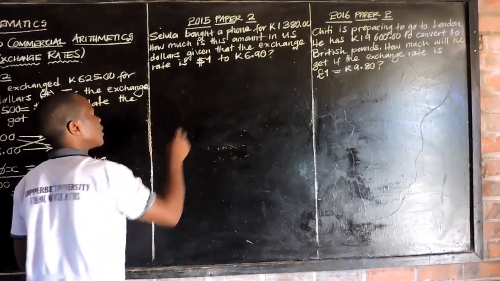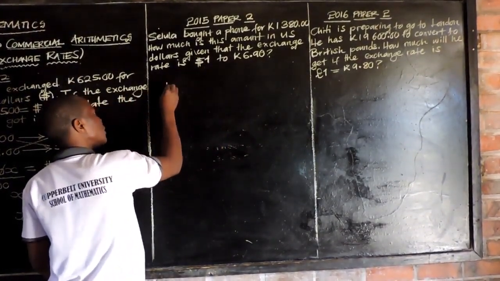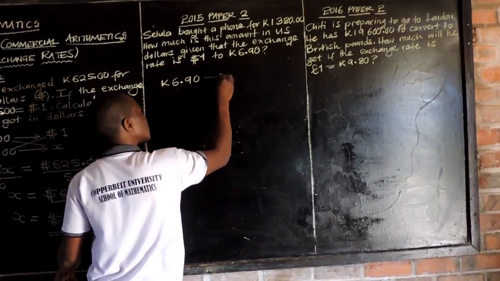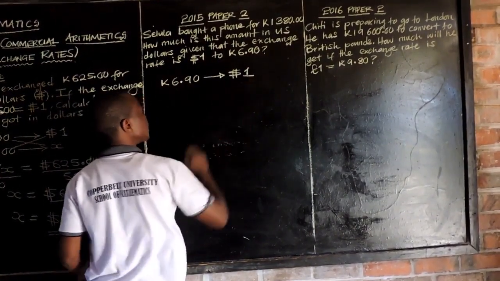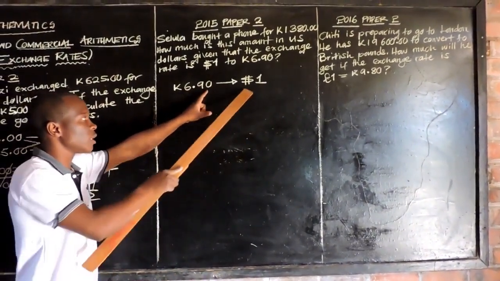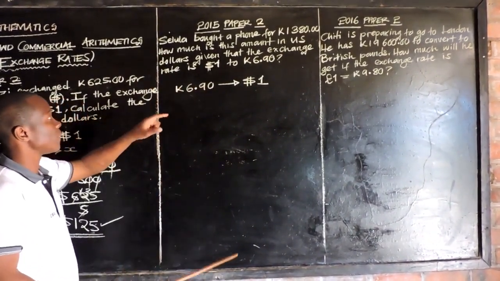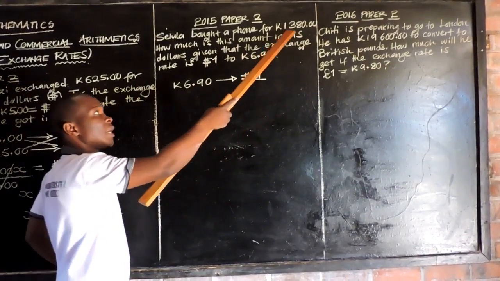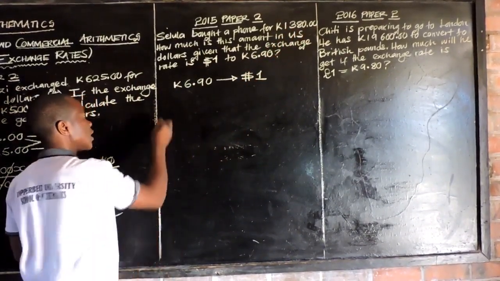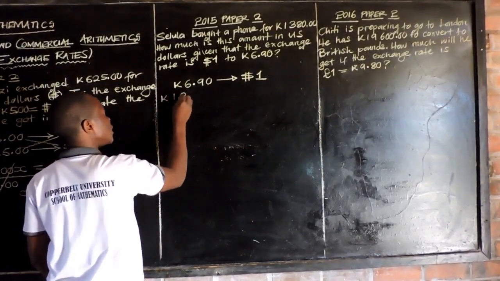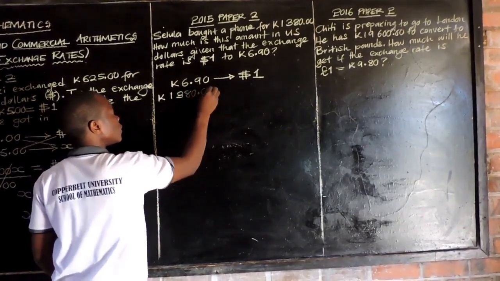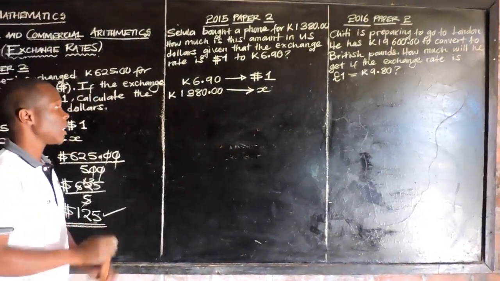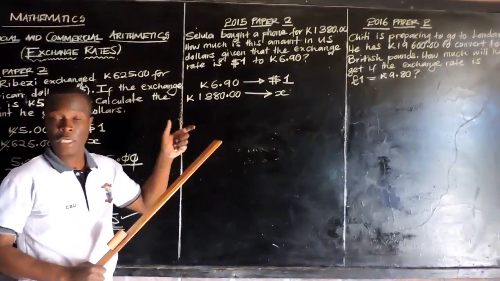So what you do is you get this per time. You say, I've been taught that if I have 6 kwacha 19 ngwe, I'm going to be given $1. Now Cellular bought a phone for 1,308, and we want to change this into dollars. So we say, how much is 1,308 in dollars? We don't know, so we say X. Now in this case, we want the amount in dollars, so we are not interested in kwachas.